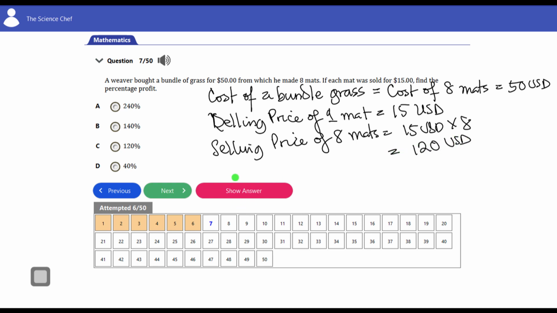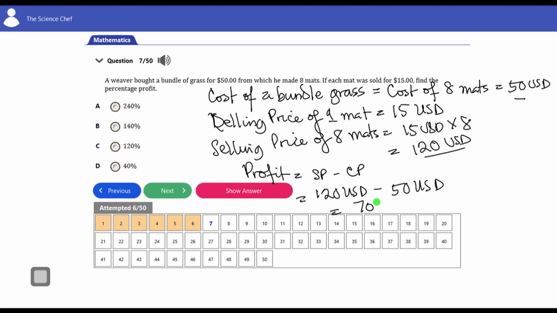So what will be the profit here? How do you calculate profit? Your selling price minus your cost price. And what's the selling price here? The total selling price is 120 USD, right? And our cost price is what? 50 USD. So 120 minus 50 gives us what? 70 USD, right?